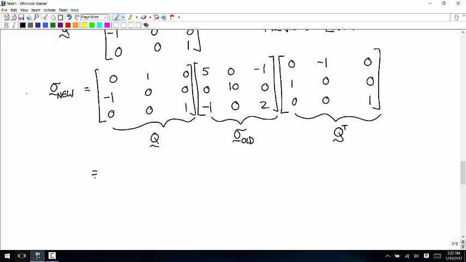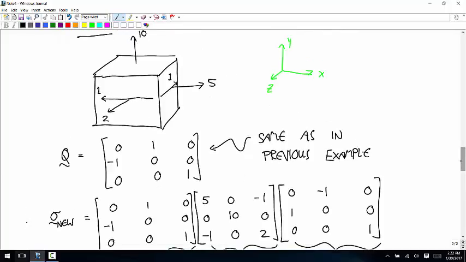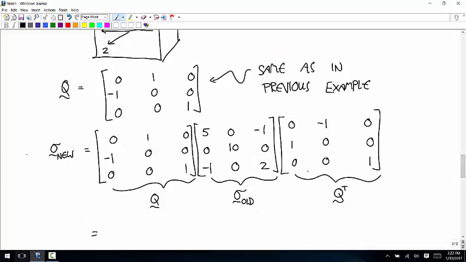Oh, the Q and the Q transpose? No. You have to do it in that order. Right. If you do Q transpose times this times Q, it'll give you the wrong answer. If you change the order in any way, it'll give you the wrong answer.